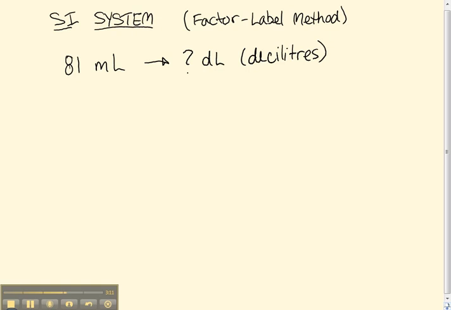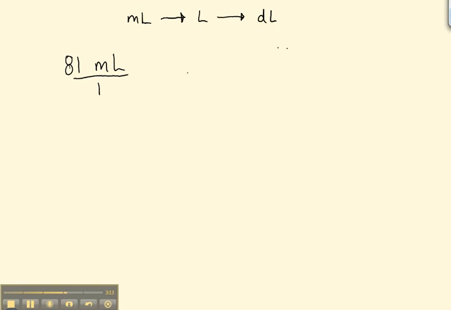So let's set it up like we did the last one. So I have 81 milliliters. I put it over 1 because these are all going to be fractions, and this allows me to figure out what I need to do here. Well, I want to put milliliters on the bottom so they cancel out. I know that I'm going to convert to liters first because that's what I know how to do. Okay, so now all I need to do is put numbers in there.